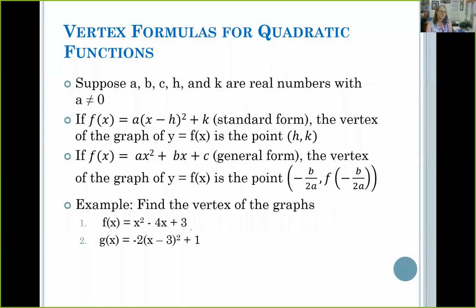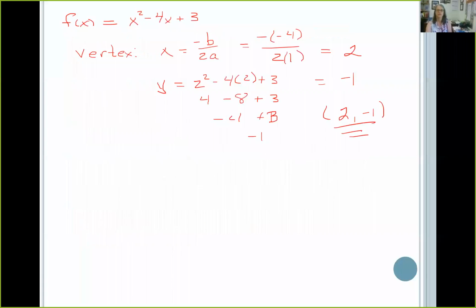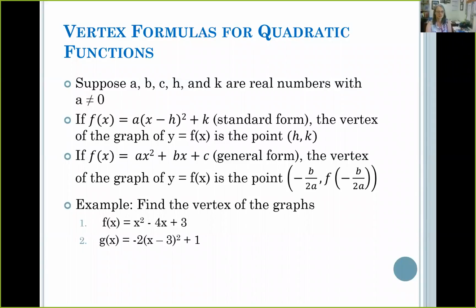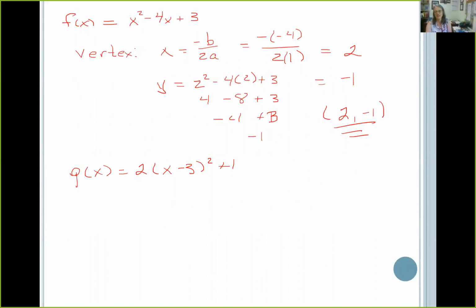The other one says find the vertex of g of x equals negative 2 times x minus 3 squared plus 1. Let's make sure I got that right. Negative 2 times x minus 3 squared plus 1. Yes. Okay, this is in standard form. So this is in a times x minus h squared plus k form. My vertex is at h, k. In this case, 3, 1.